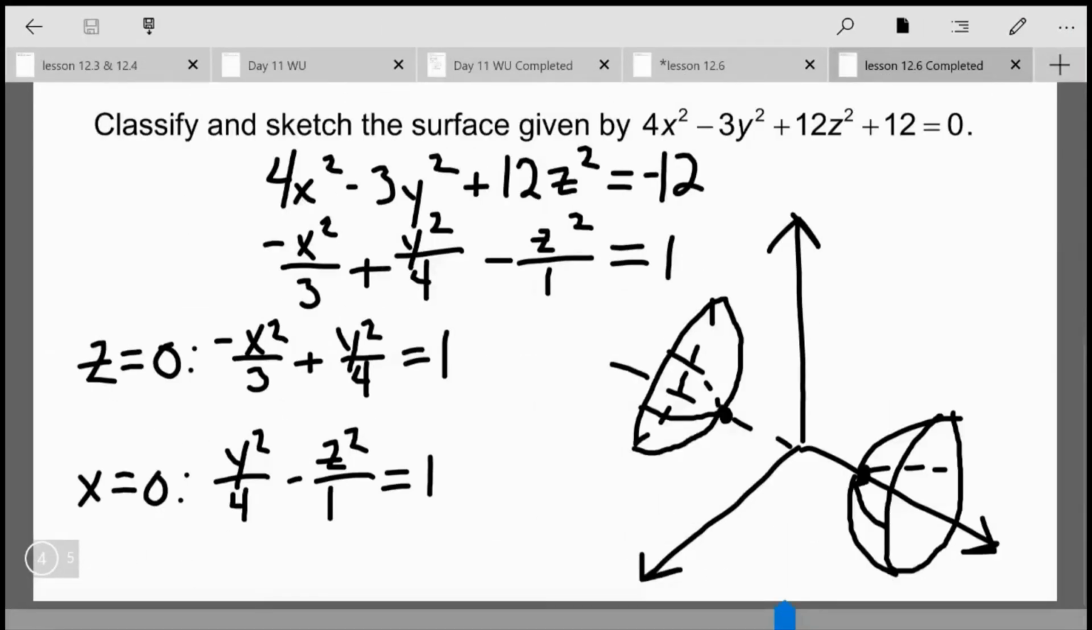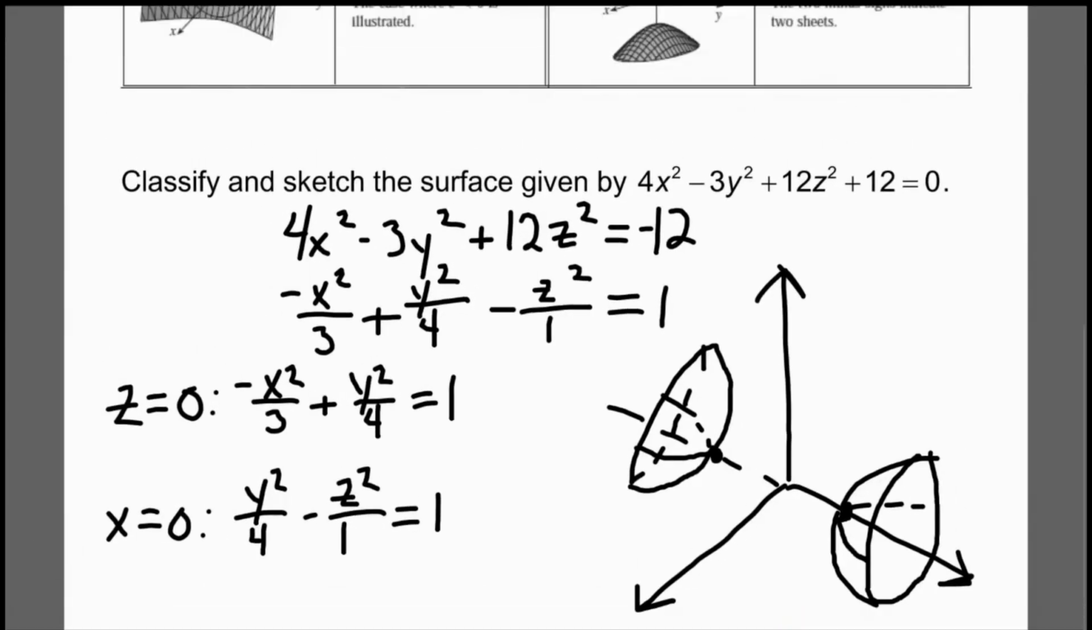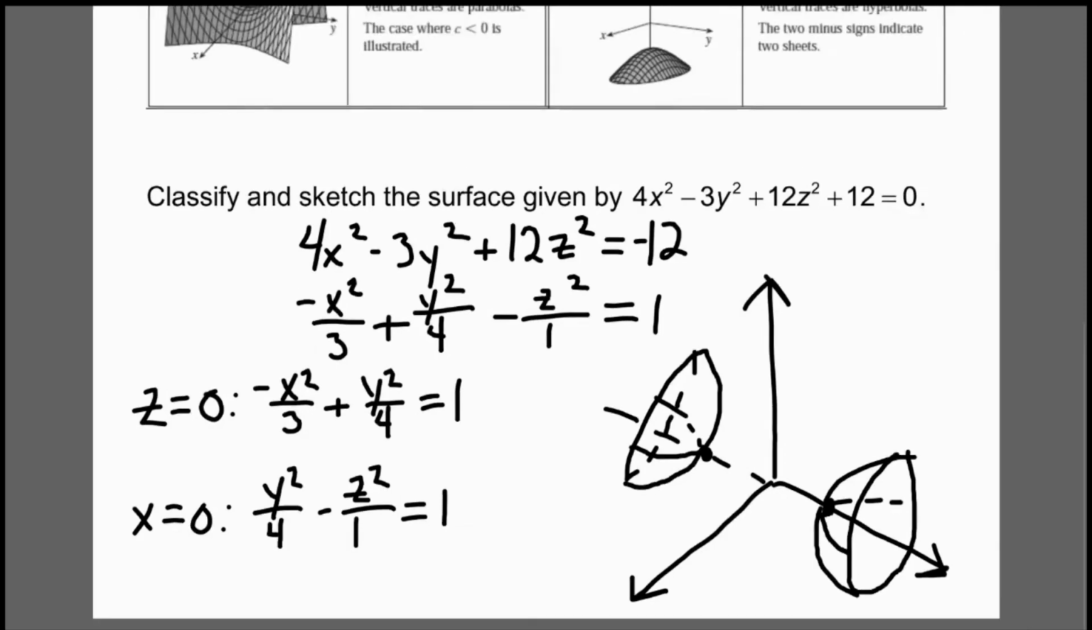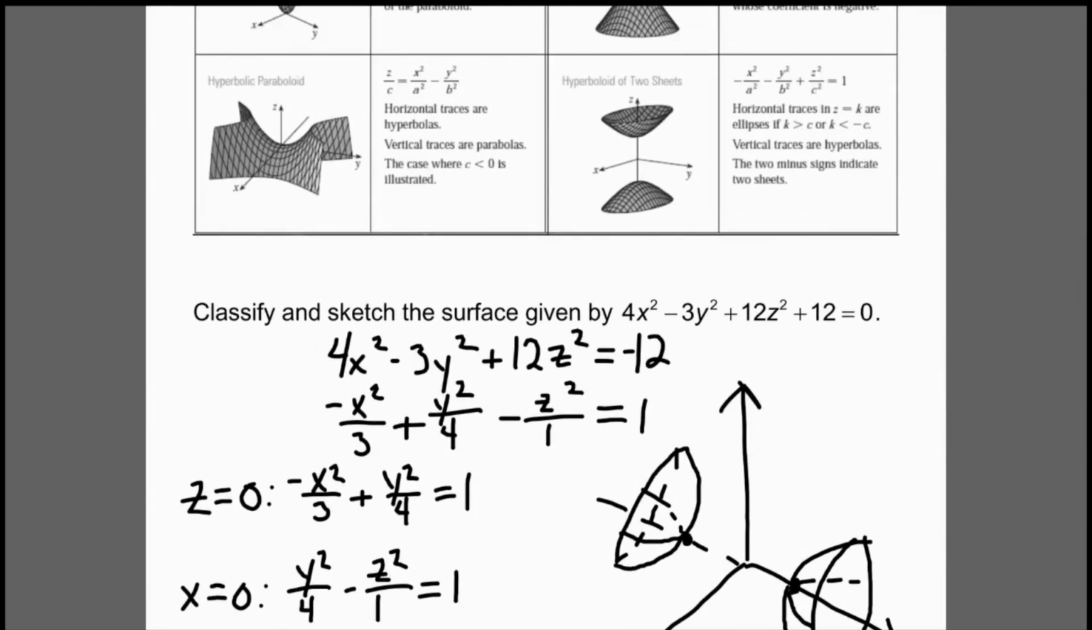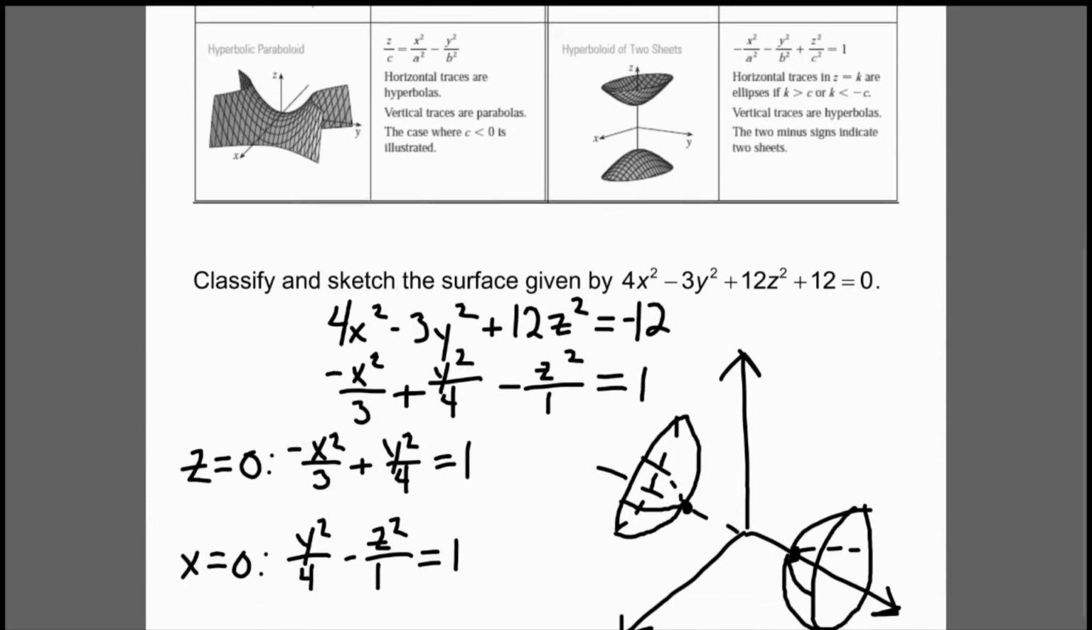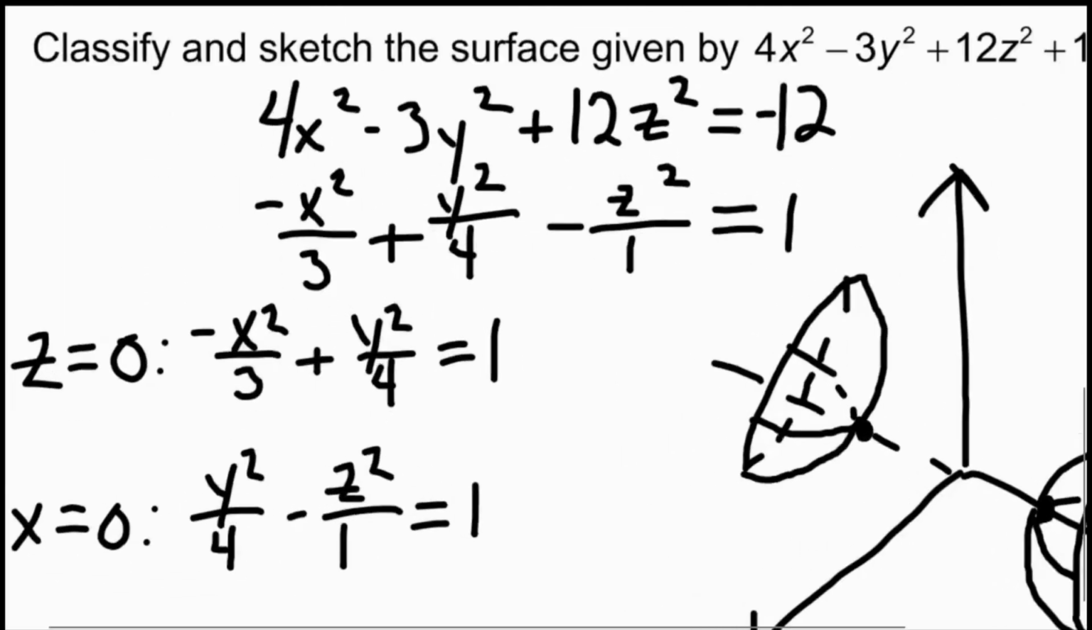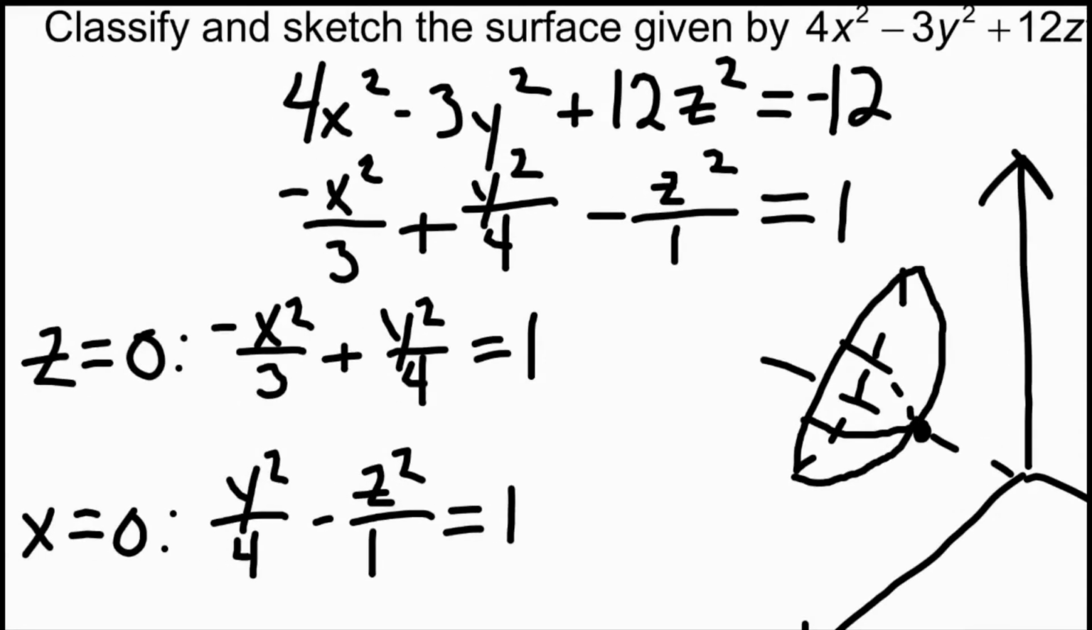Okay, and here's what you should have ended up with on that one. You can see that the first thing I did was move the constant value to the right side, and then I divided everything by -12. And from that, it's a little bit easier to recognize that I am now looking at a hyperboloid of 2 sheets.